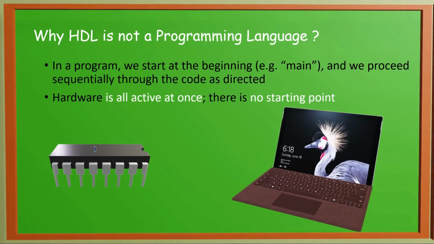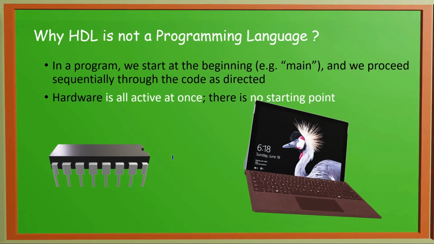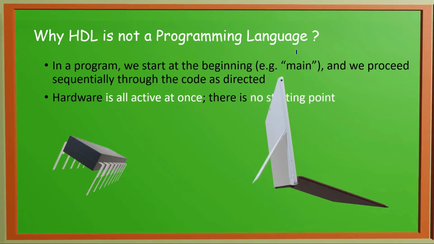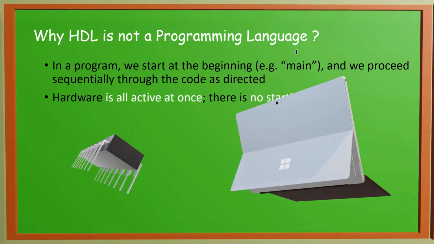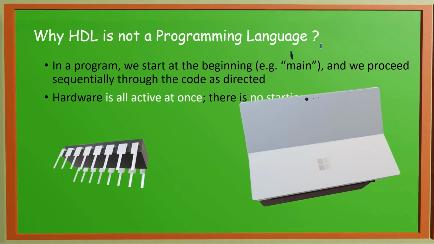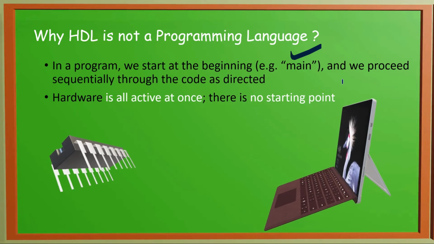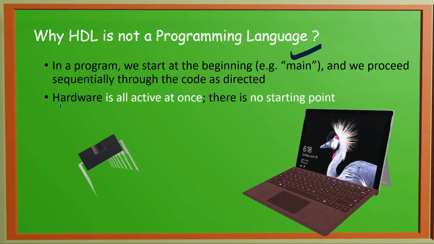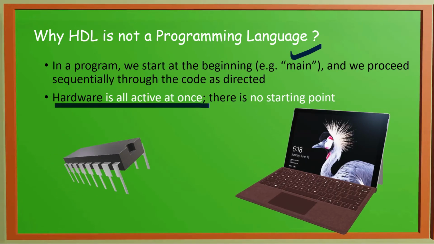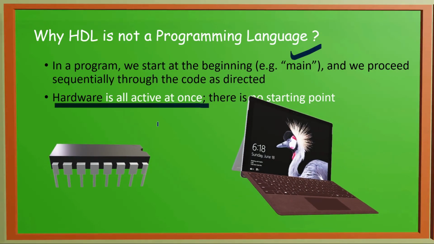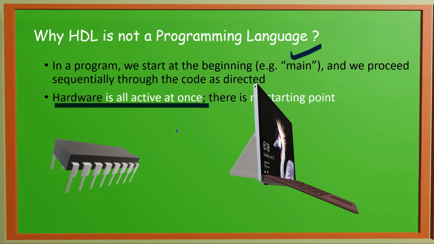Another main thing is that there are differences in programming. Like in C, we start our program with some particular beginning, that is main, and then one by one we go to the next instruction. But hardware doesn't work like that. Once it is on, everything should be on. That means everything must be active at once.